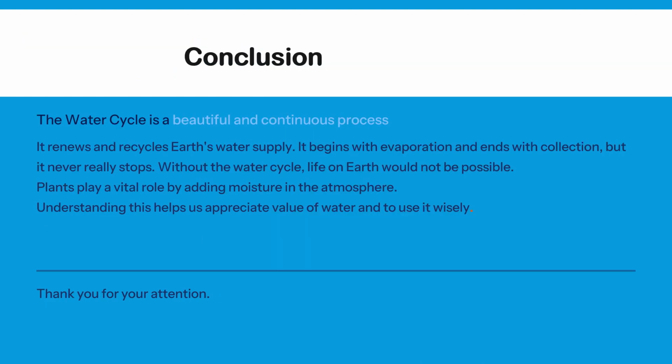So now, the conclusion. The water cycle is a continuous movement of water through evaporation, condensation, precipitation, and collection. This cycle keeps water constantly available, controls weather patterns, and supports all forms of life on earth. It is one of the most important natural processes that maintains balance in our environment.